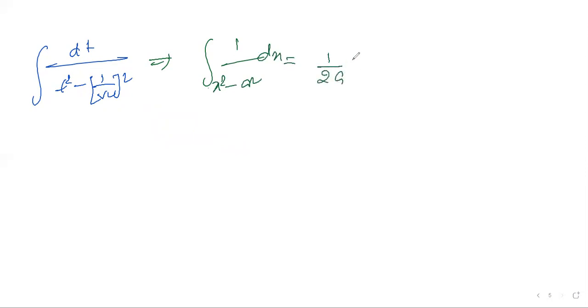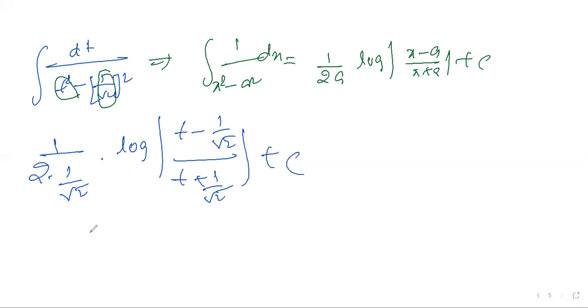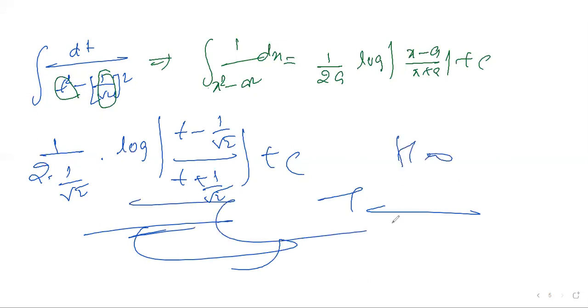1 by 2a, 1 by 2a log of x minus a by x plus a. Yes, sir. So here, for the sake of understanding, this is the value of a and this is the value of x. So please continue to substitute your answers. 1 by 2 into a, 1 by 2a log of t minus a by t plus a. The extension of your simplification you can do. I don't want to do it, so you can continue the simplification as homework. Okay, that is clear, I think.